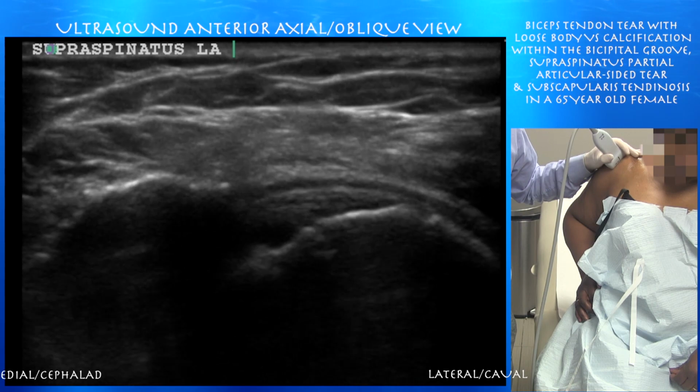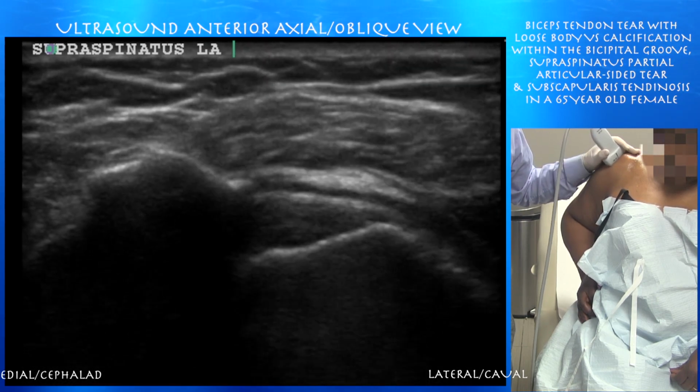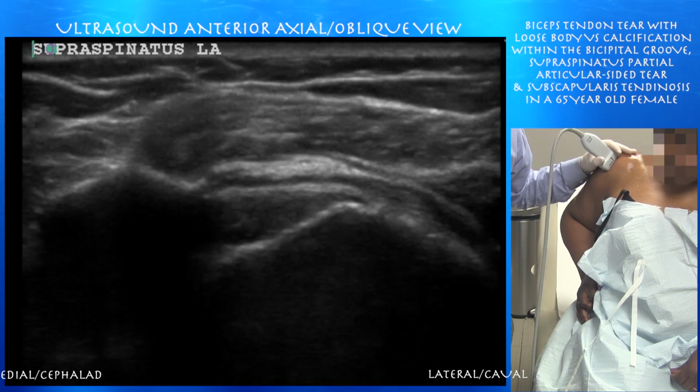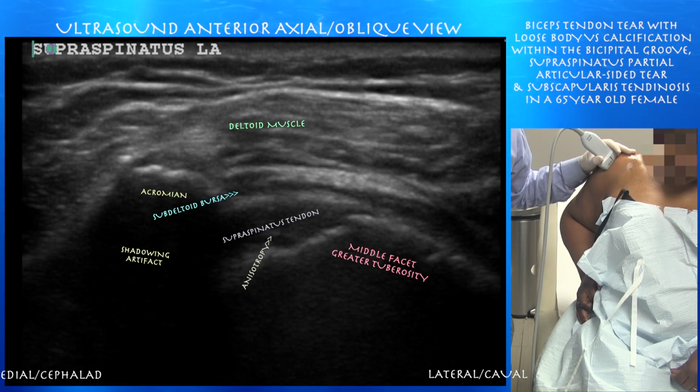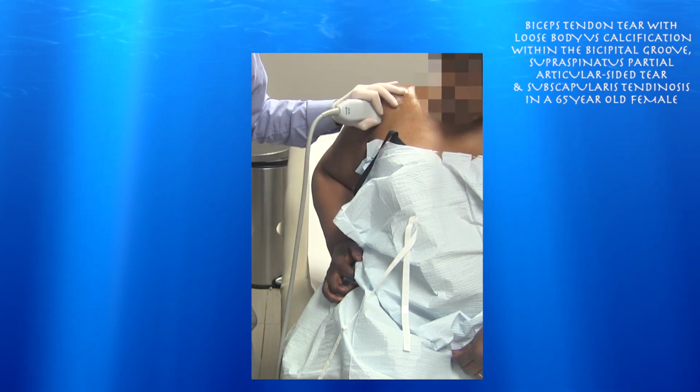Getting some more of that supraspinatus tendon, somewhat thin-looking tendon. You can see she has a large subdeltoid bursitis. And here again, you can appreciate that moderate subdeltoid bursitis shadowing underneath the acromion. Alright, I'm going to look at it now in short axis. Kind of right side of the screen is anterior.